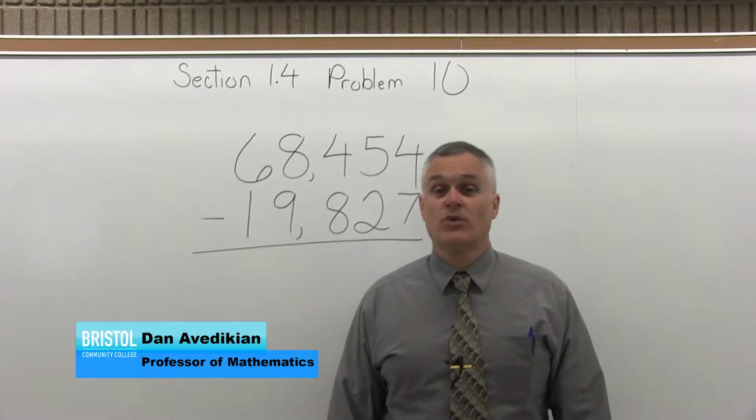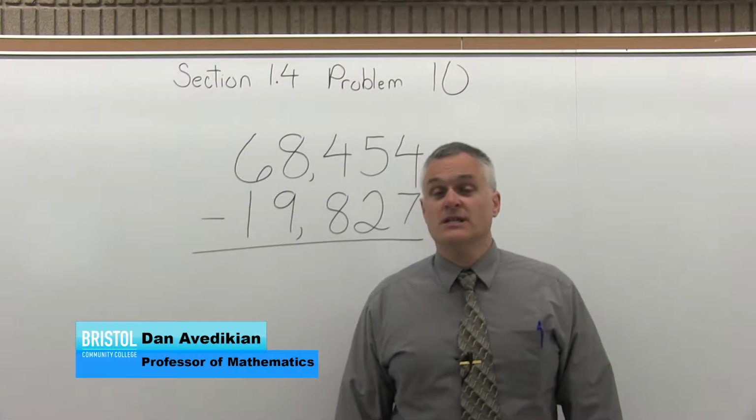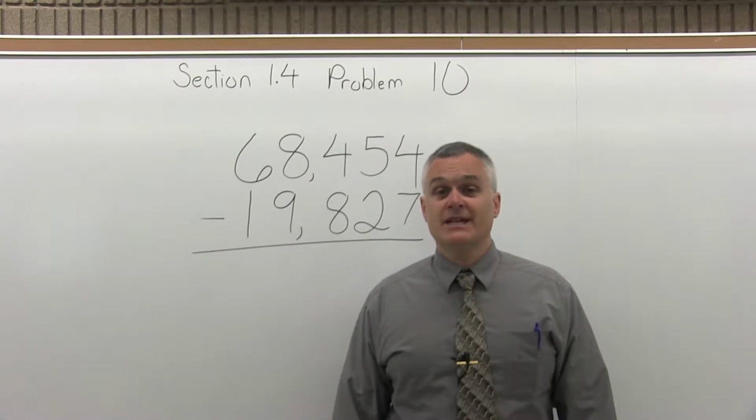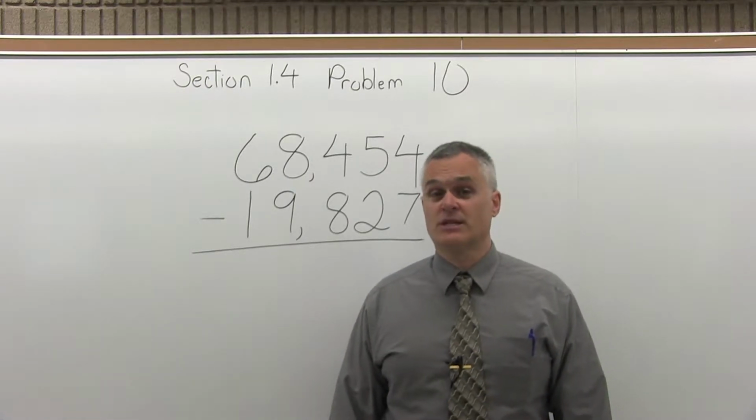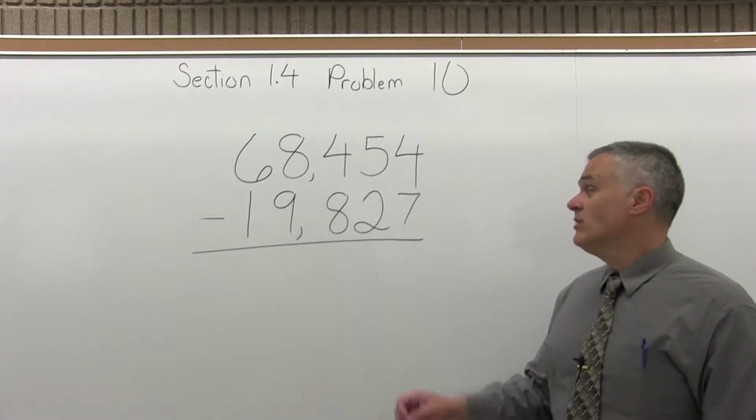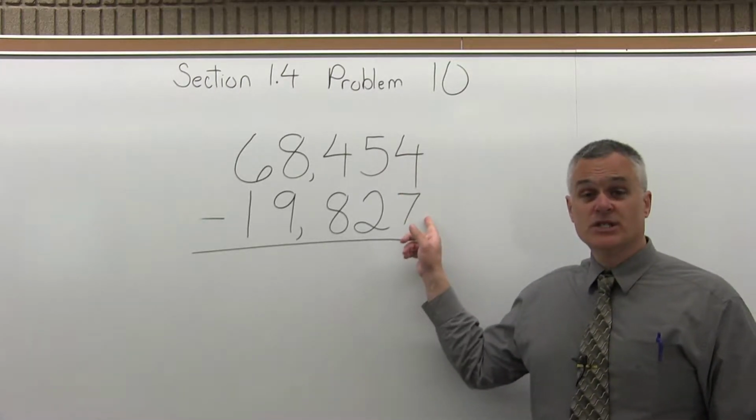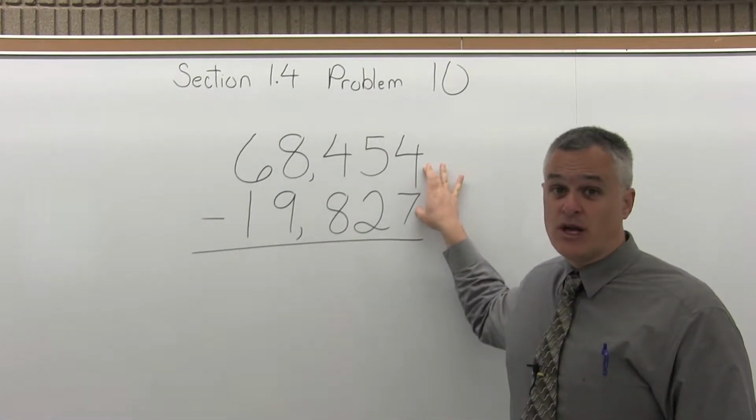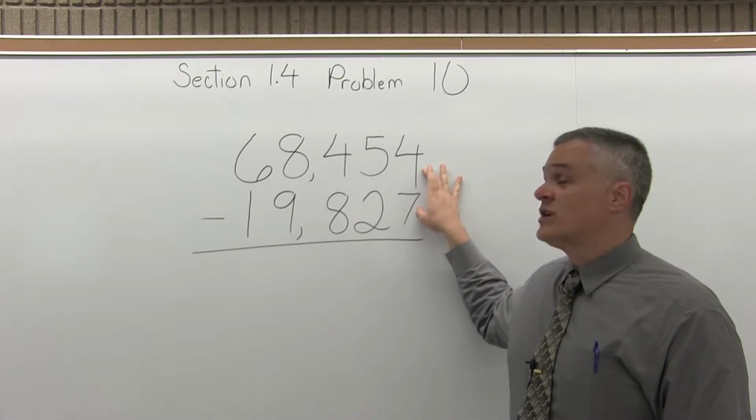This is Section 1.4, Problem 10: 68,454 minus 19,827. So, we'll start in the far right column of digits, and we'll subtract. We start with 4 minus 7. Now, the 4 is not large enough to subtract 7 from, so I need to borrow.